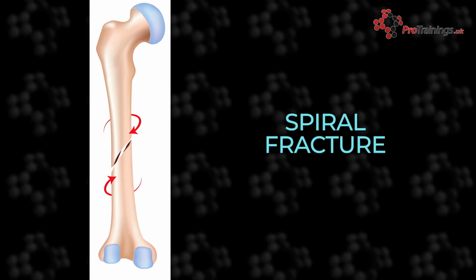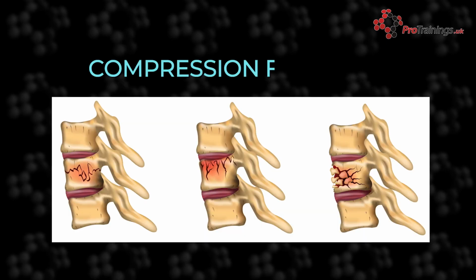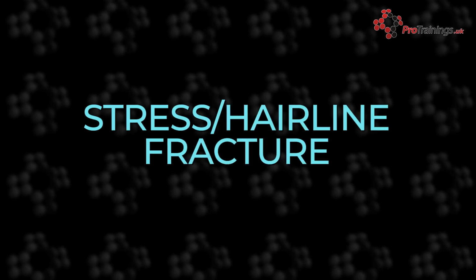A spiral fracture is where the break spirals around the bone, commonly in the long bones of the body. Compression fractures are where the bone is crushed and the bone will be wider and flatter than before the injury. The most common area for this is the spine. Stress fractures are also called hairline fractures and are often difficult to diagnose by standard X-rays.